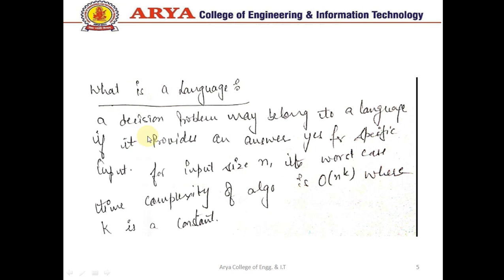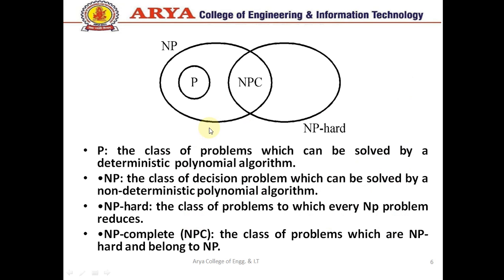What is the language? As we already said, for some input size n, the worst case time complexity of the algorithm is order of n to the power k. That means this is the polynomial time complexity, where k is some constant value. Next, there are a number of problems as we already studied: the P problem, NP, NP complete, NP hard problem. So on the basis of these, we have divided the definitions.